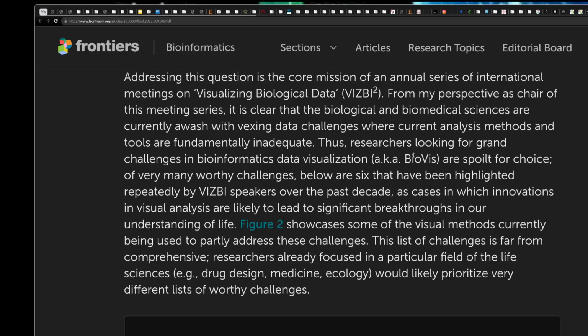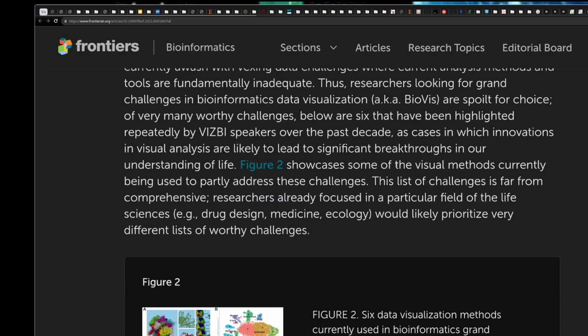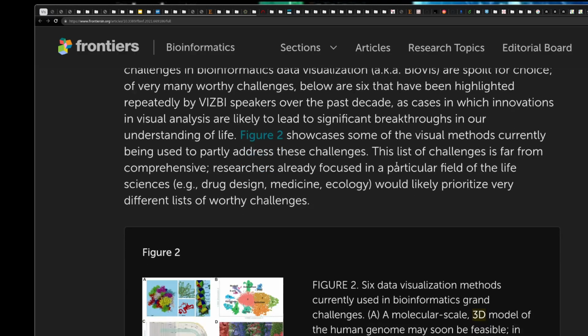Researchers already focused in a particular field of the life sciences, for example drug design, medicine, ecology, would likely prioritize very different lists of worthy challenges.